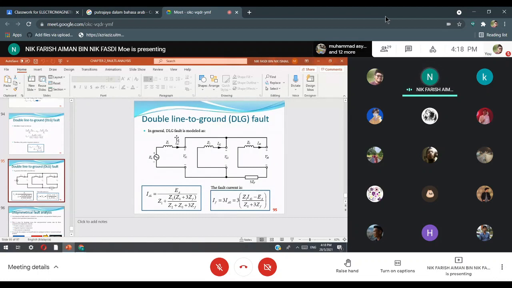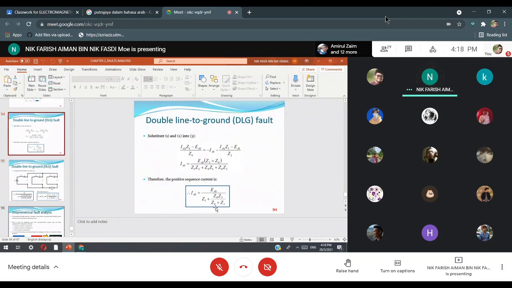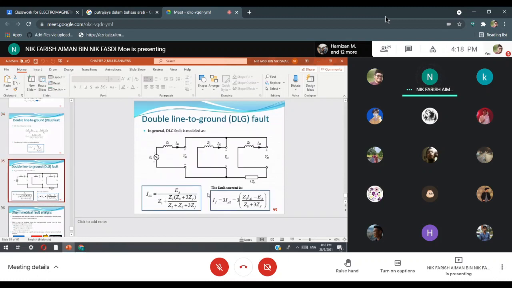Sometimes people say you can combine the positive and negative sequences, then it becomes the double line to ground circuit. Whichever way you remember, use that. The simplest is to remember there is series and parallel. So you can determine the value of the positive sequence current with the equation, and the fault current. Remember this equation for the calculation of fault current for double line to ground fault.